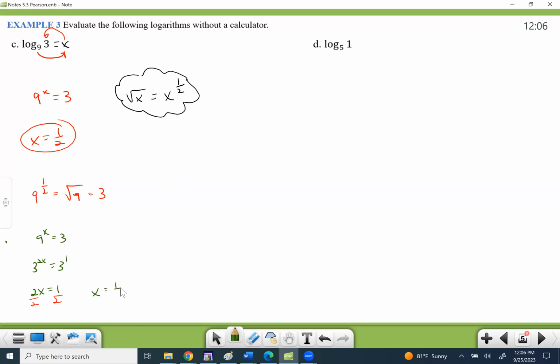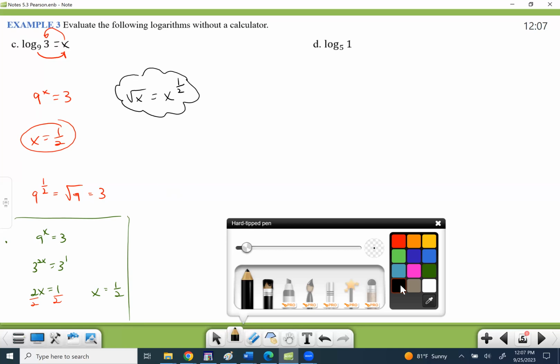X equals 1/2. Okay, so this is kind of like an alternative way to do it if you're not spotting right away that it needs to be a square root, which means 1/2 as an exponent. And we'll use this more too than just in this particular case. So we basically rewrote with the same base. If this guy's a 3, then I want this one to have base 3. So 3 squared. The 3's you could basically get rid of. We just need to set the exponents equal to each other and solve.